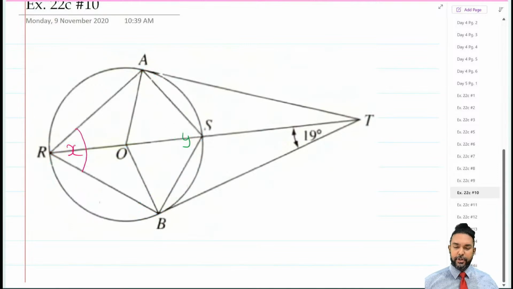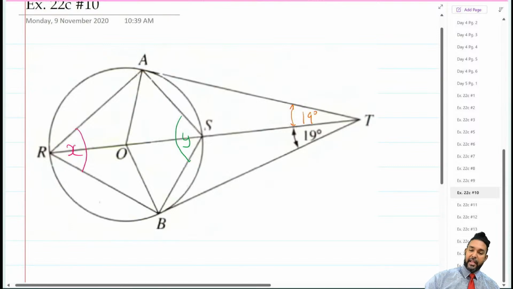So which one do you think you want to find here? X or Y? Which one might be easier to find? We could find Y. Yeah. What was the first thing we had to find though? What about this one here?